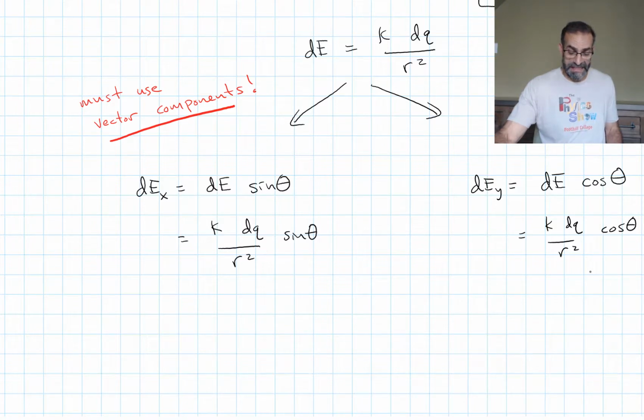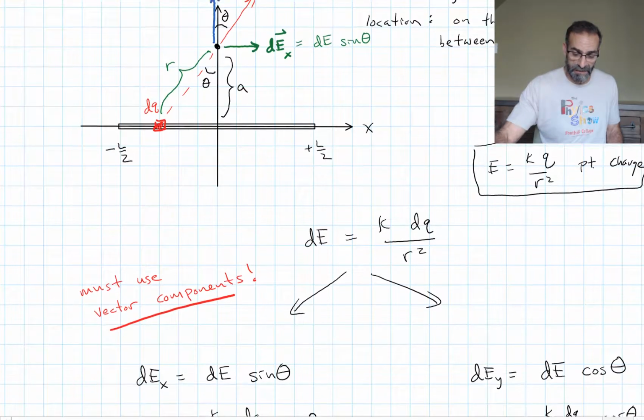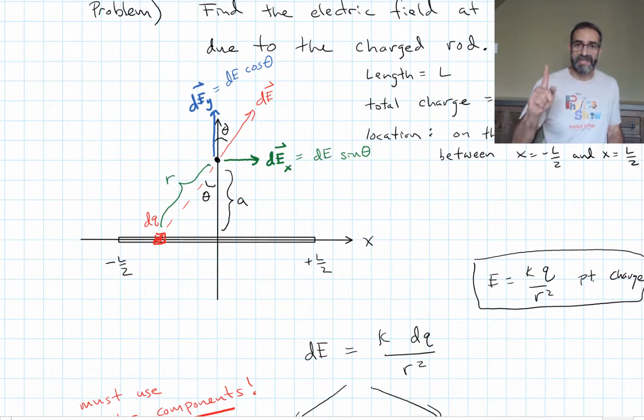But we've got a theta, we've got an R, we've got a dQ. How do you integrate that? We've got a lot of stuff going on here. Let's go through them one thing at a time and talk about how we are going to set this up. It ends up being a single integral. How do we know that? How do we know it's going to be a single integral? Because it's a one-dimensional charge distribution.